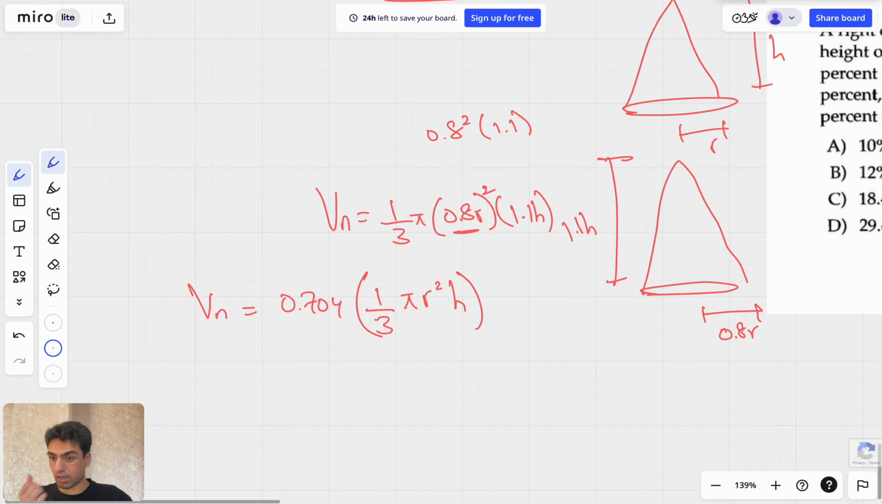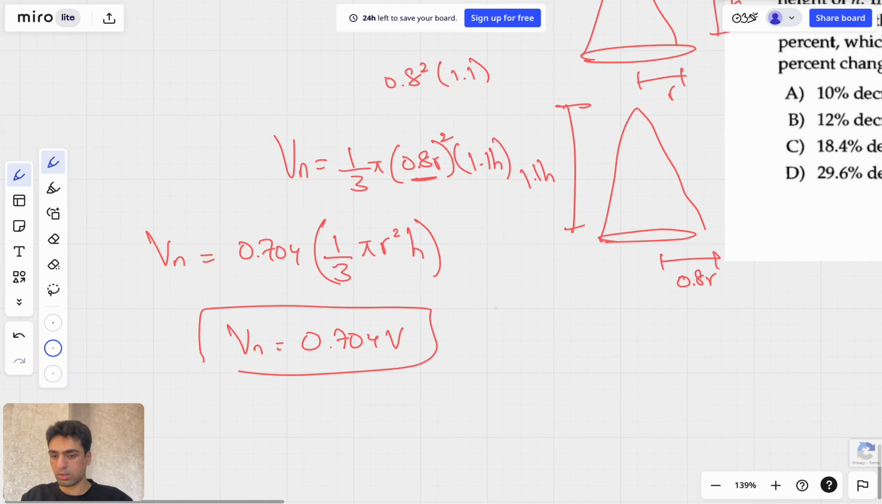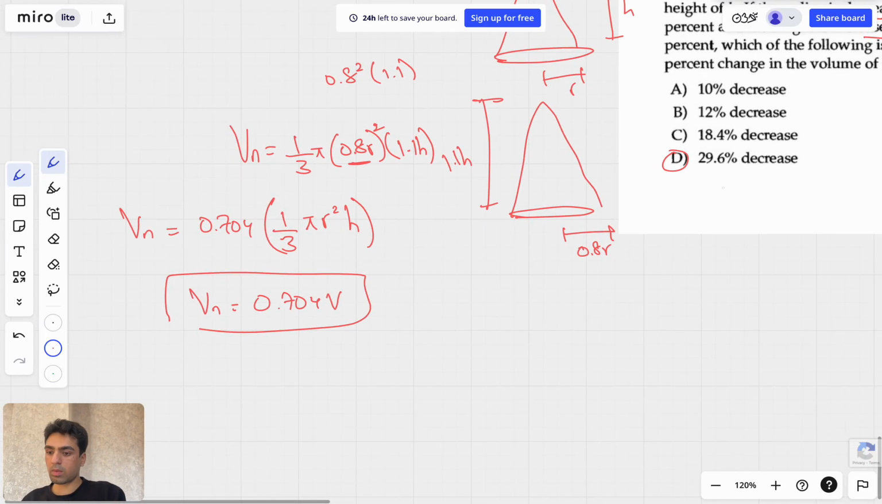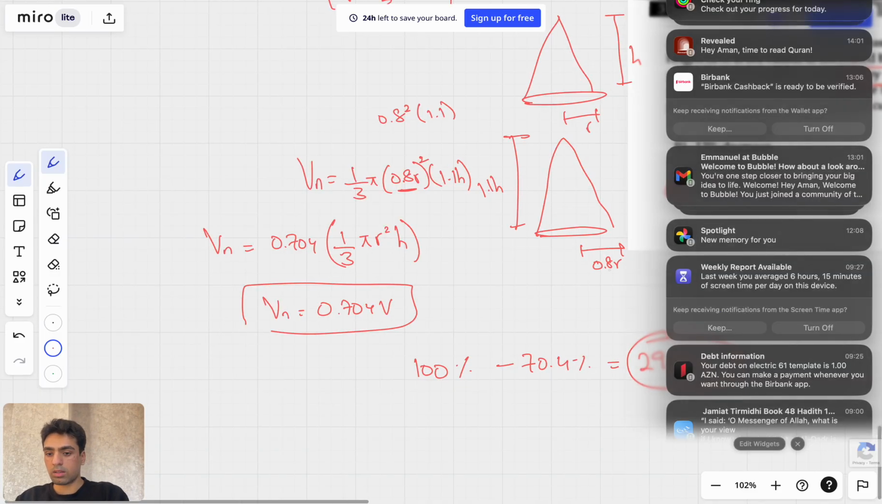So you can write this as this. So we can see that the new volume is 0.704 of the original, which means it's around 70% of the original, or around a 30% decrease. So around a 30% decrease means it's going to be D, right? The reason for that is because 100% minus 70.4% is going to be 29.6, so it's actually a 29.6% decrease. Okay, next.